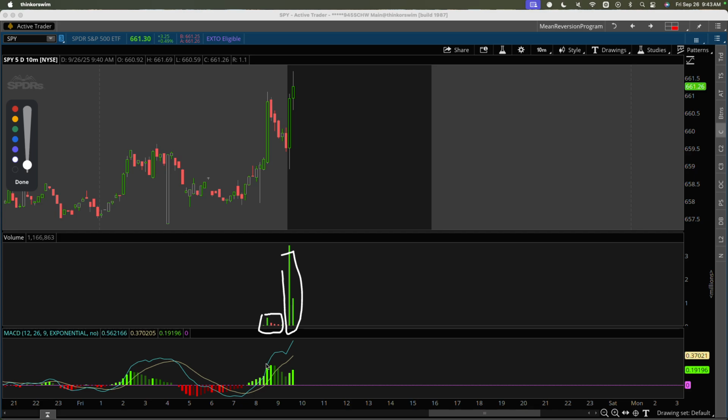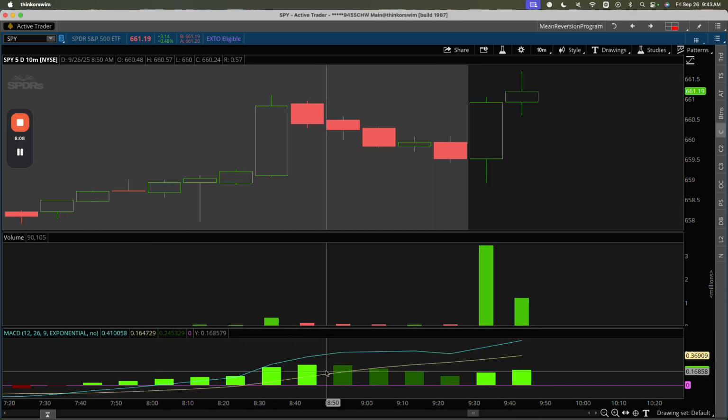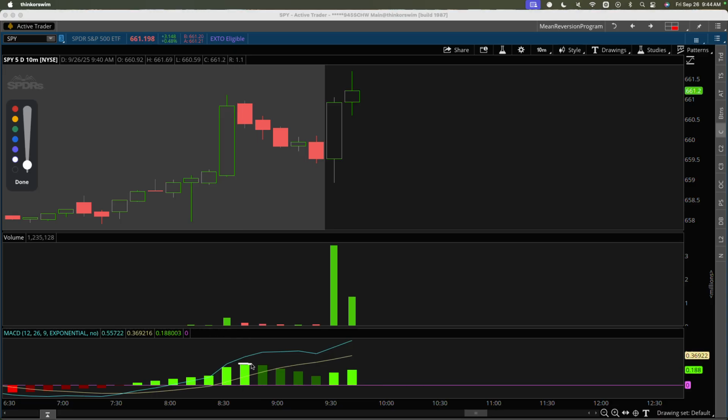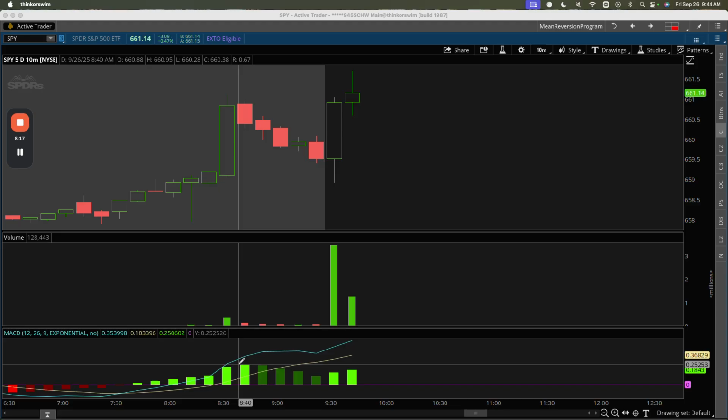And when we look at our bars, you can call these bars. Look how high these are. Okay, so 0.25 was our highest bar on the MACD at 8:40.